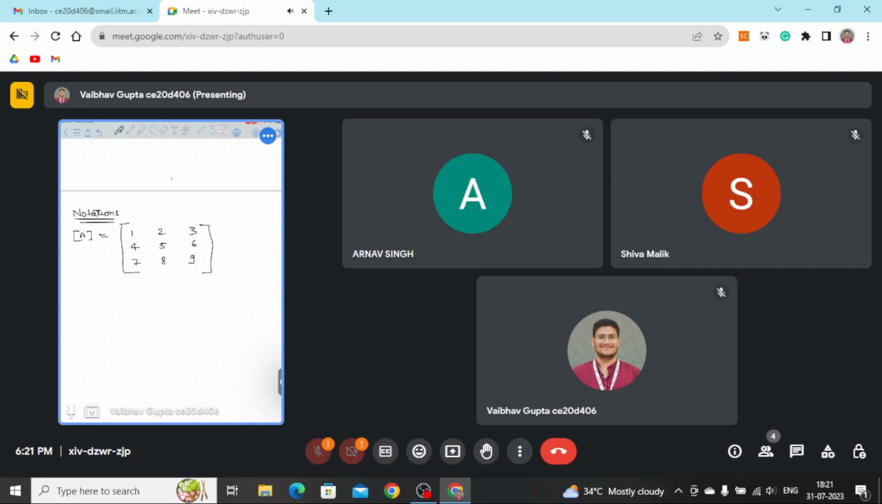Now in this course we'll be using the notation of matrix A as Aij, where i will be telling us the number of rows and j will be signifying the number of columns. So suppose I have to say what this 9 represents. 9 is nothing but matrix A in third row, third column. Okay.